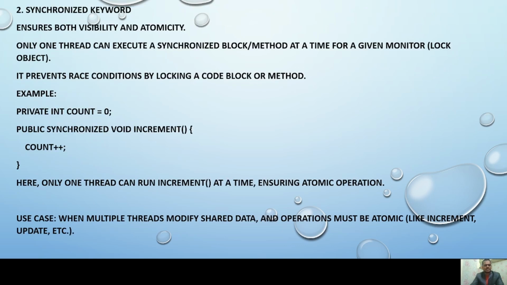Next, the synchronized keyword ensures both visibility and atomicity. Only one thread can execute a synchronized block or method at a time for a given monitor or lock object. It prevents race conditions by locking a code block or method. Example: private int count = 0; public synchronized void increment() { count++; }. Here, only one thread can run increment at a time, ensuring atomic operation. Use case: when multiple threads modify shared data and operations must be atomic, like increment, update, etc.